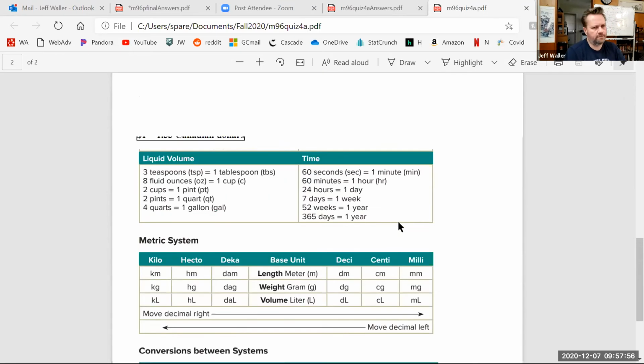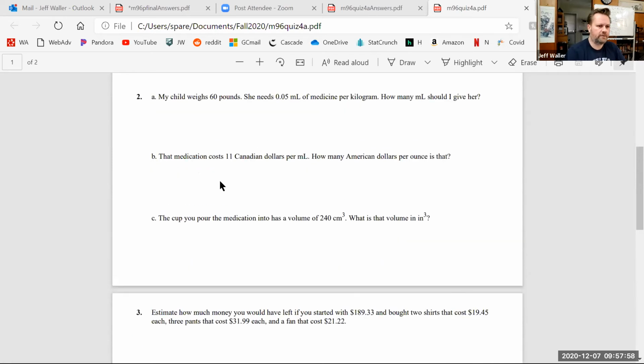All right, that's enough about that one. 2B is one of the harder problems for sure. And it's all about mapping out the path you're going to take.